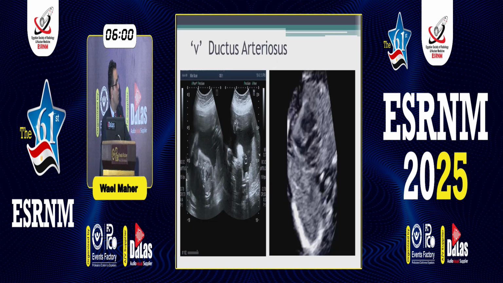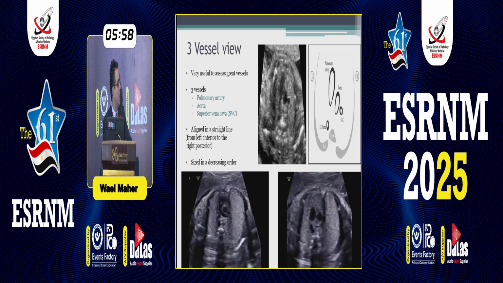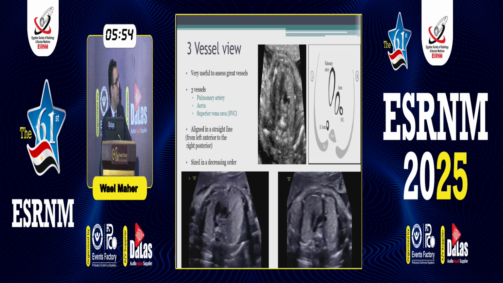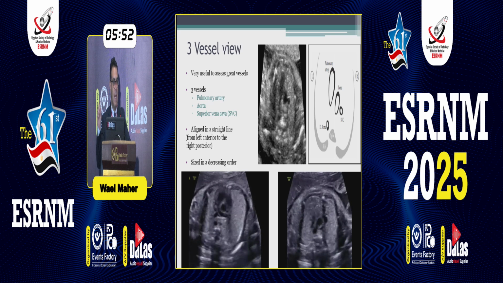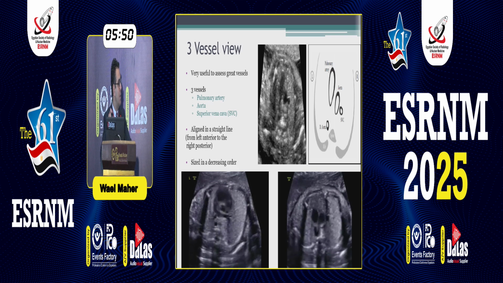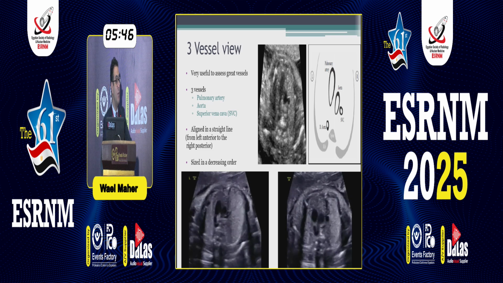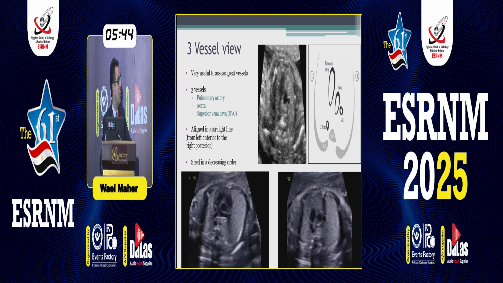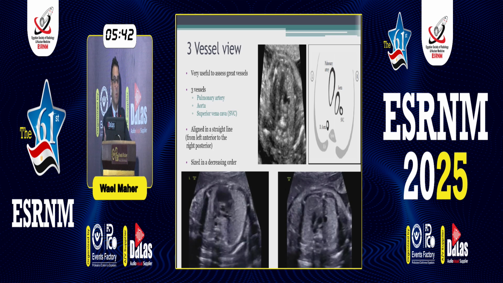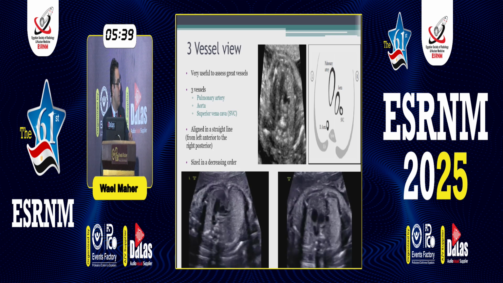The 3 vessels view, we talk about the pulmonary artery, aorta, and superior vena cava. And they should be going in manner PAS. The pulmonary artery is the largest, aorta is the mid, and the superior vena cava is the least. So that's very, very important, because we will see later on in pulmonary stenosis or aortic stenosis the difference in caliber between them.